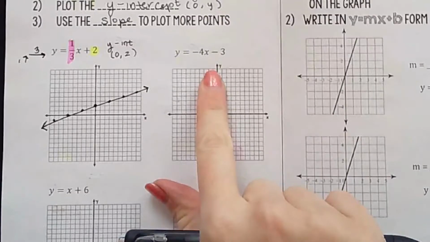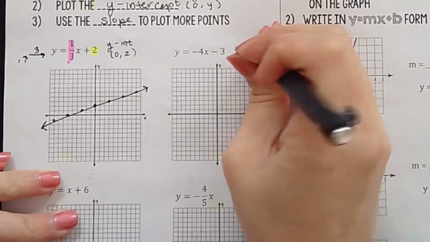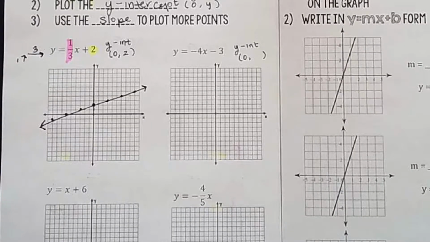Try the second one on your own. Find your y-intercept. What is that point going to be? (0, what?) And then find the slope. Which way does this one tell you to move? Pause the video, graph that line, and then check your answers when you're done.